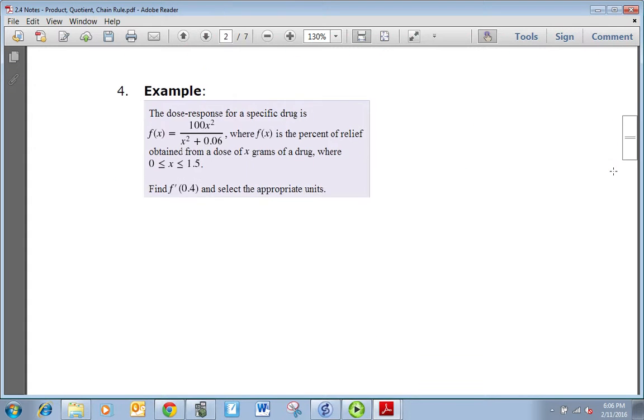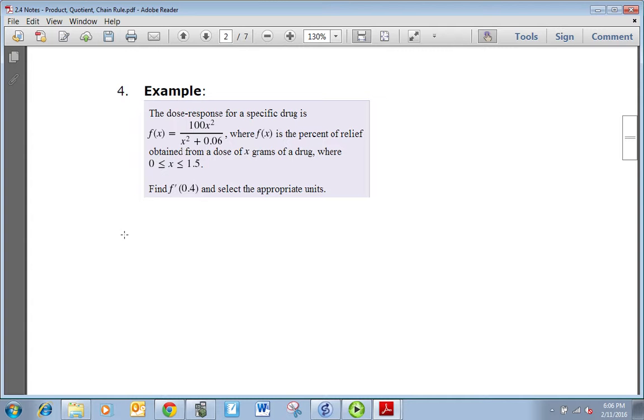Alright, the dose response for a specific drug is f of x equals 100x squared over x squared plus 0.06, where f of x is the percent of relief obtained from a dose of x grams of a drug, and x is going to be between and include 0 to 1.5. We want to find f prime of 0.4.